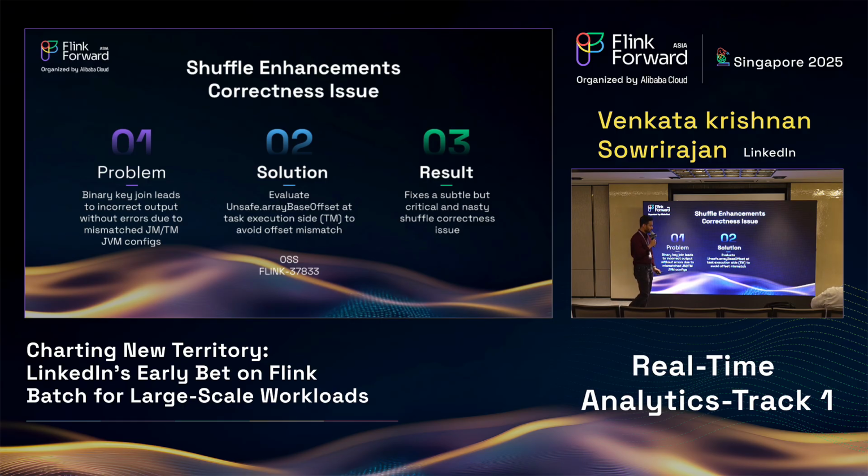So due to this, the offset information that gets sent to the task managers was not aligned with how they read the data, leading to shuffle of this data to incorrect partitions and thereby producing totally wrong output. So we fixed this subtle but nasty shuffle correctness issue and also contributed that back to open source.